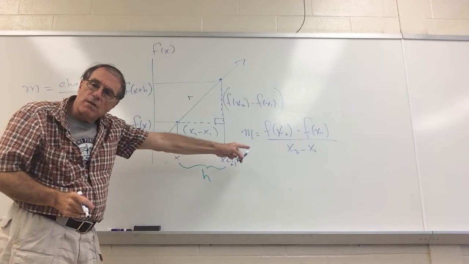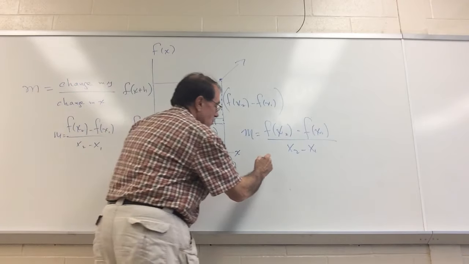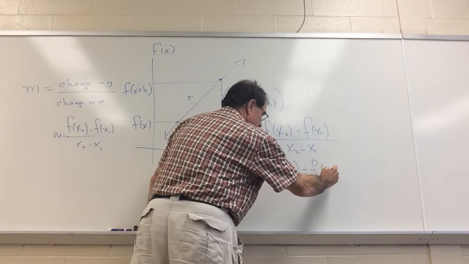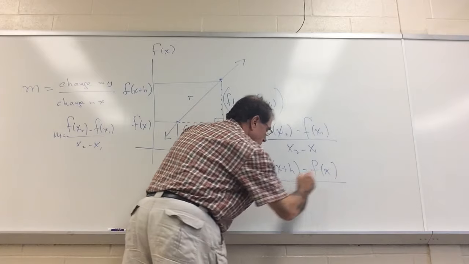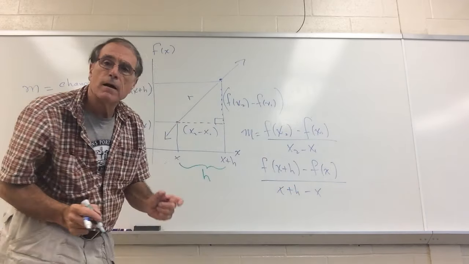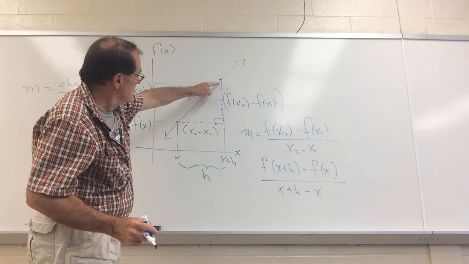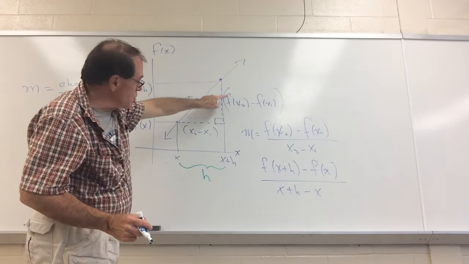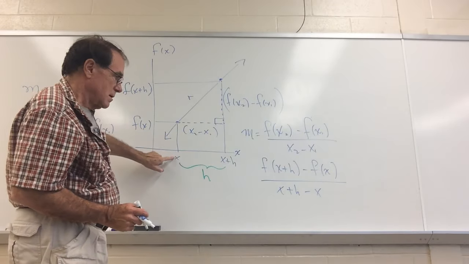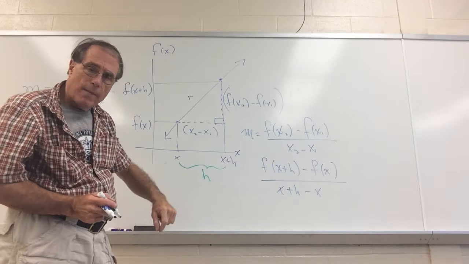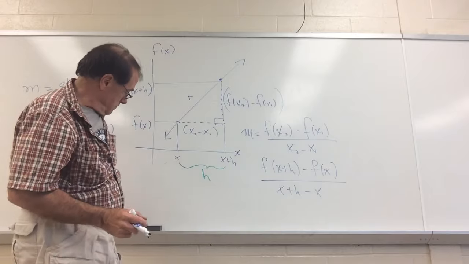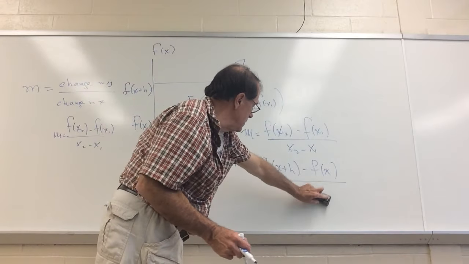Look at the implication in my formula for slope. It will be f of x plus h minus f of x divided by x plus h minus x. Again, I'm looking at the distance, okay? This is f of x plus h minus f of x. This is x plus h minus x. Take a look at your denominator. x plus h minus x. The x's drop out. And I'm left then with just h.